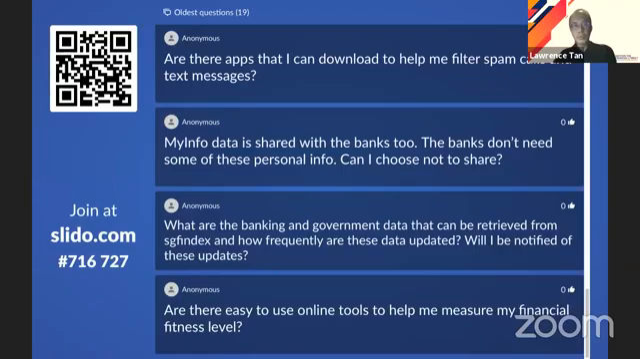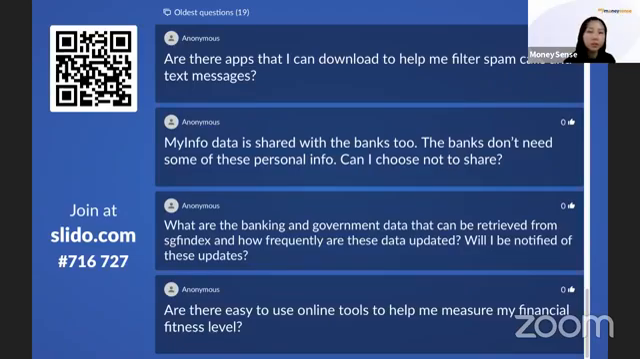So the next question is sort of related. What are the banking and government data that can be retrieved from SGFinDex, and how frequently are these data updated? I think that's interesting. How frequently are they updated? Will I be notified when these updates occur? Yes, that's indeed a good question.